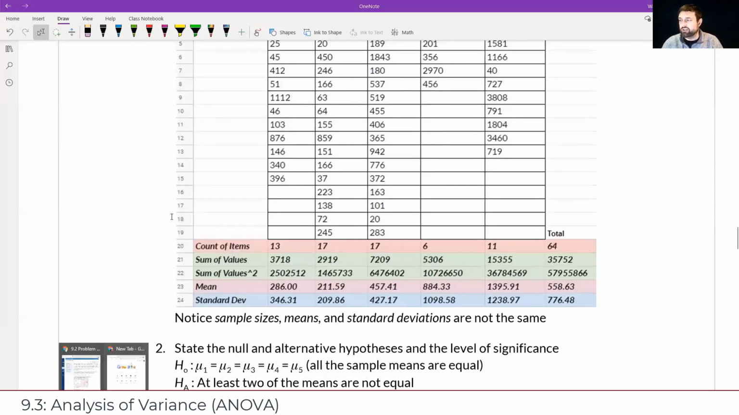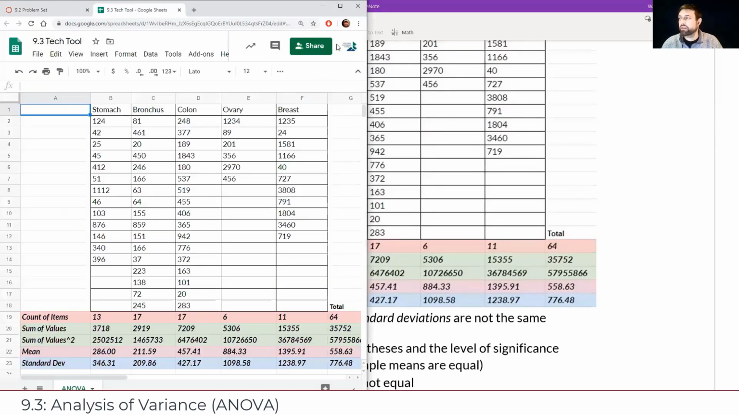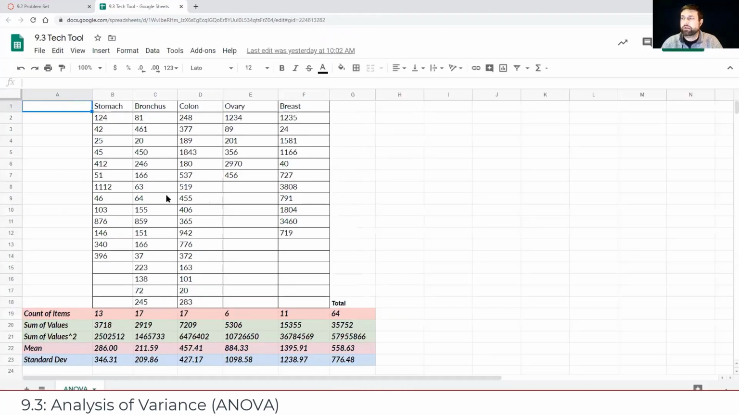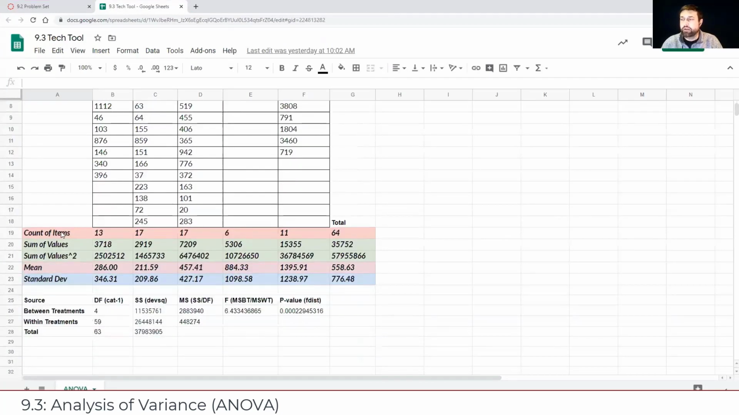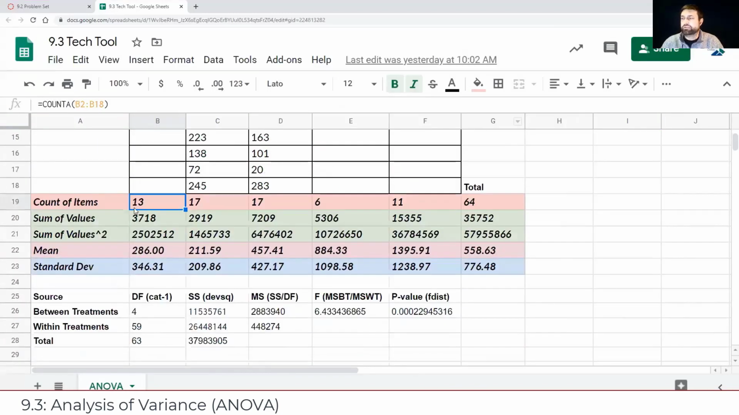Okay, so if we take a look at tech tool number 3, here is the data. We just copied and pasted this information in here. And then down here, this is where we found the count of items, how many items there are. Let's blow this up just a little bit for you. There we go. So here's the count. Here is the sum of the values, so you add them all up. Here's the sum of the squares of the values. This is the average, and this is the standard deviation.